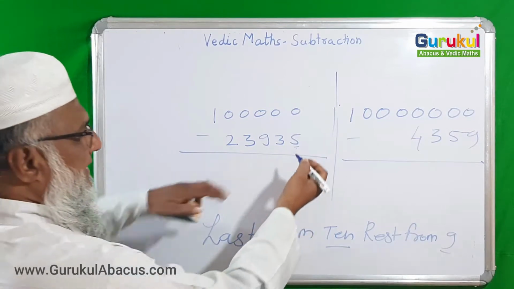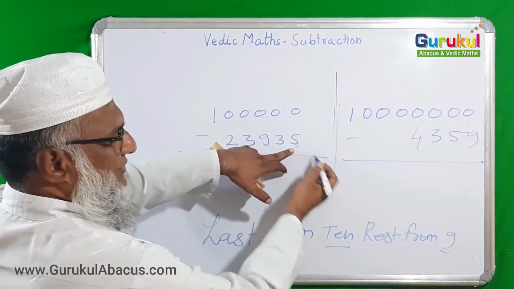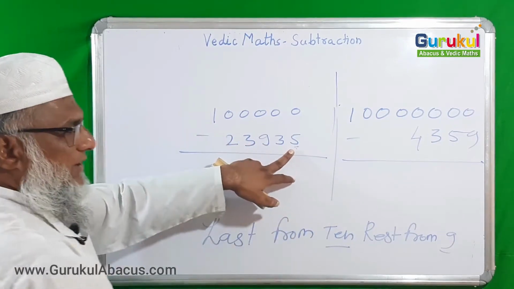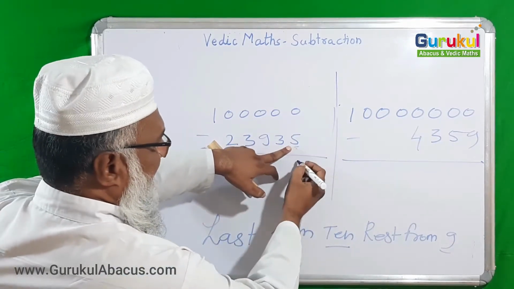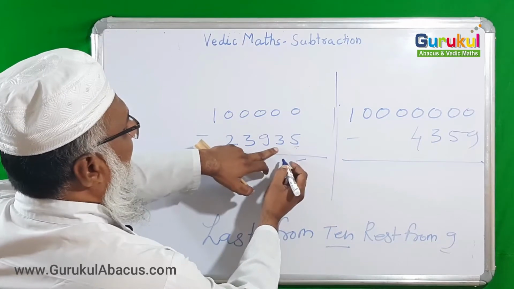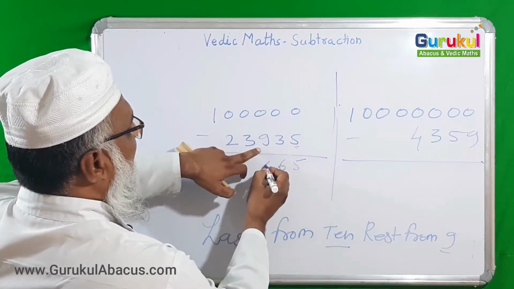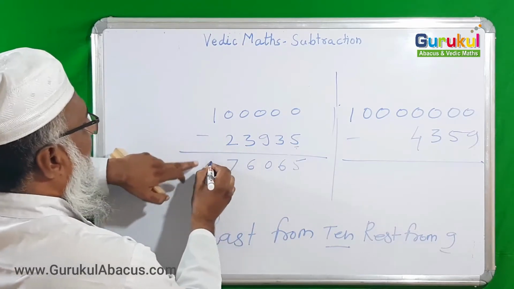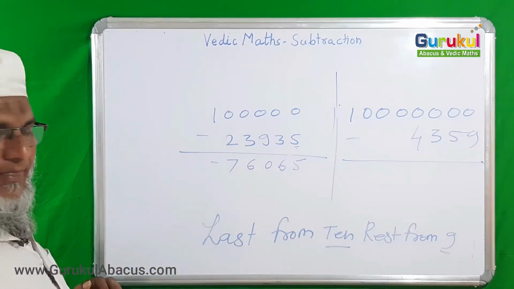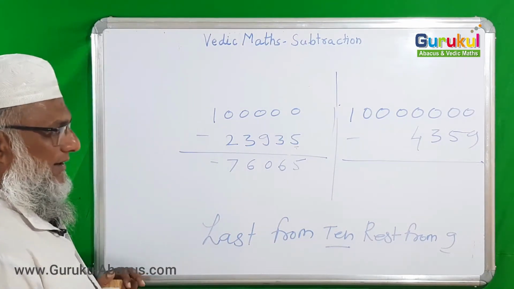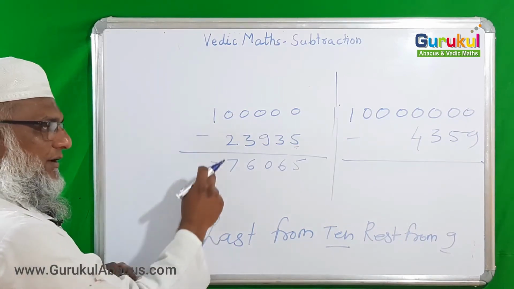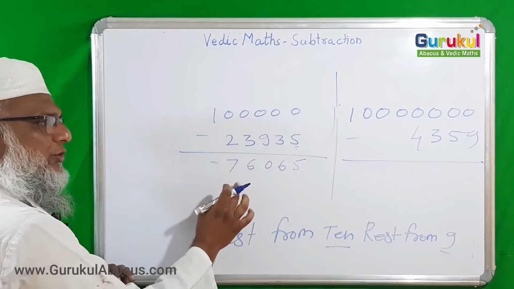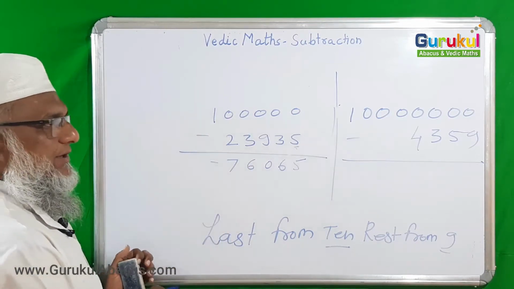So let us start. This 5 is in the last, so I want to subtract from 10, and the rest of all, 3, 9, 3, 2, I want to subtract from 9. So 10 minus 5, 5; 9 minus 3, 6; 9 minus 9, 0; 9 minus 3, 6; 9 minus 2, 7. This is my answer. Here for 1 I am writing nothing, because we are subtracting from 9 only below the digits, below the 0.